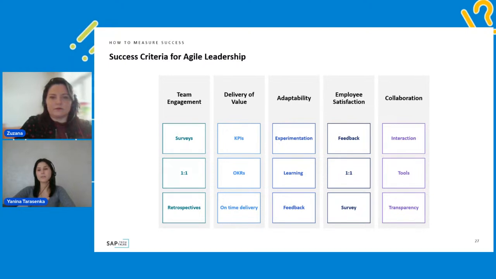The third area is the adaptability and continuous improvement. And you can evaluate the team's ability to adapt and improve processes. You can look for experimentation, learning from failures, and feedback loops. The fourth area is the employee satisfaction. You can measure your team member satisfaction, work-life balance, opportunity for growth. And the last but not least, this is the collaboration and communication. You can evaluate the effectiveness of your collaboration and communication through different interactions, collaborative tools, and transparency. And look, of course, for the open communication, knowledge sharing, and culture of trust.